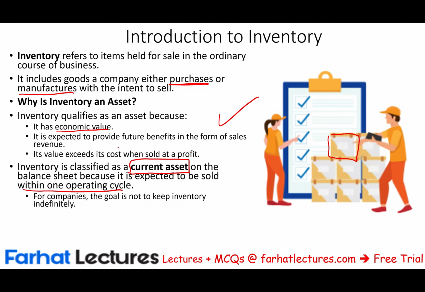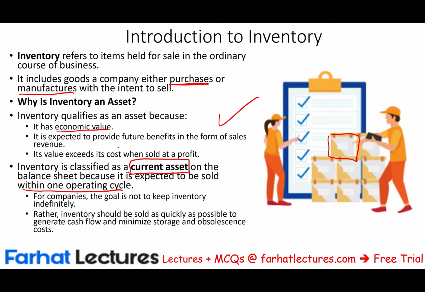For companies, the goal is not to keep the inventory. The goal is to sell it even before you receive it. Have the order ready, buy it, then sell it. That's ideal. But sometimes you have to buy it, hold it a few days, then sell it, or a few weeks, or sometimes a few months. Nevertheless, you should not be holding your inventory more than a year. Rather, inventory should be sold quickly to generate cash flow and minimize storage and obsolescence cost.